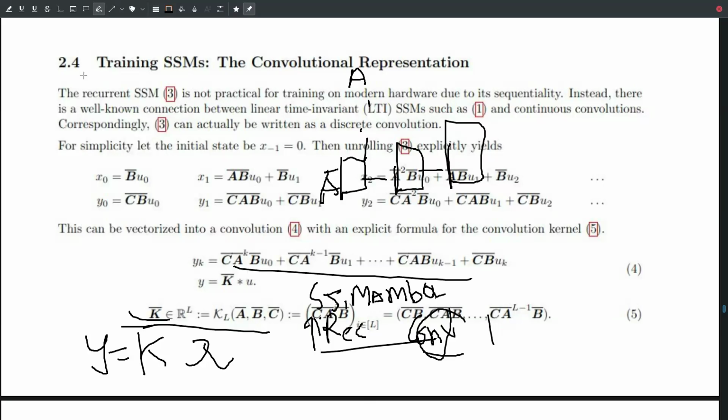So the primer of S4: you have this A matrix as HiPPO. Right now, we didn't see anything that is learnable, like the delta parameters or the A parameters, which are not learnable, but you kind of adjust those functions.